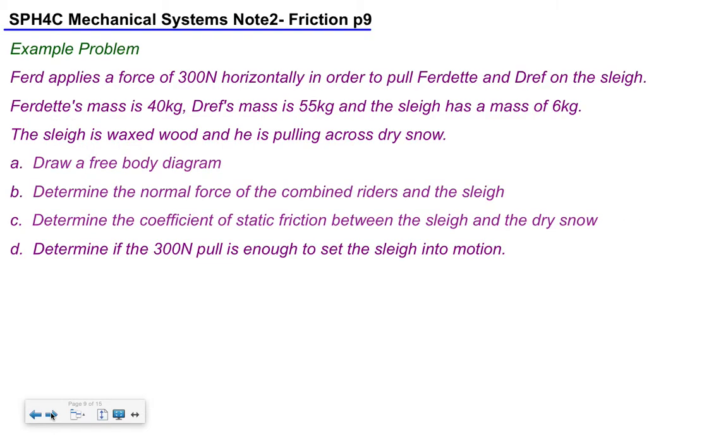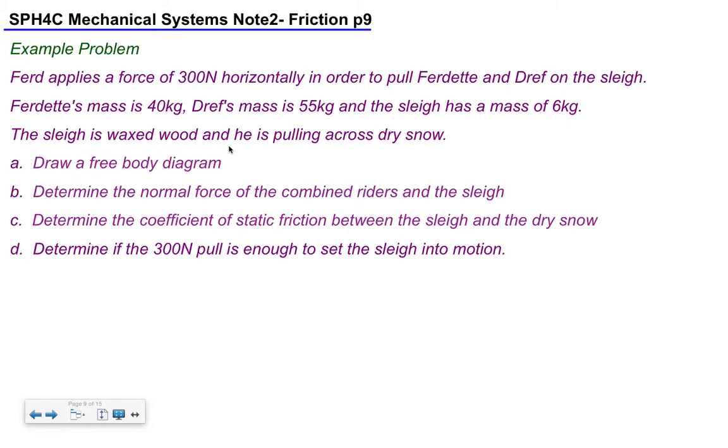Okay, so let's do an example. This is the last thing I'm going to do on this note, this one example, and then we're going to move on. I'm going to stop the tape just because it gets pretty long. Friction's a big topic. So in this example, Ferd applies a force of 300 newtons horizontally in order to pull Ferdette and Dreff, who are on a sleigh. So Ferdette's mass is 40, Dreff's is 55, and the sleigh is a mass of 6. So he's pulling this sleigh. The sleigh is waxed wood, and he is pulling across dry snow.